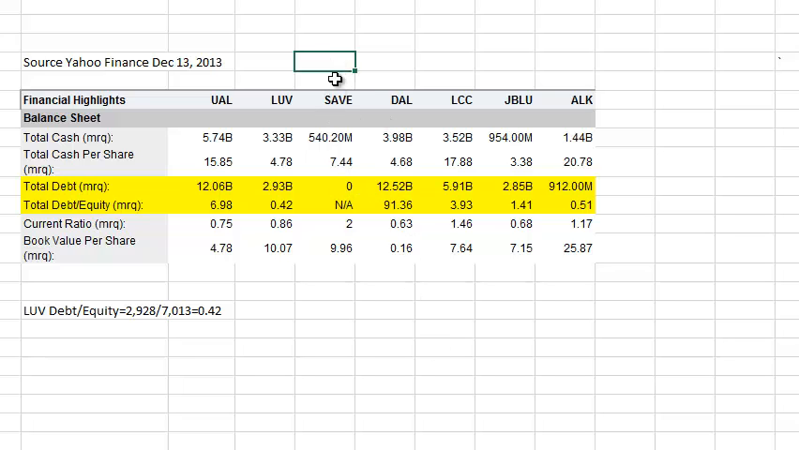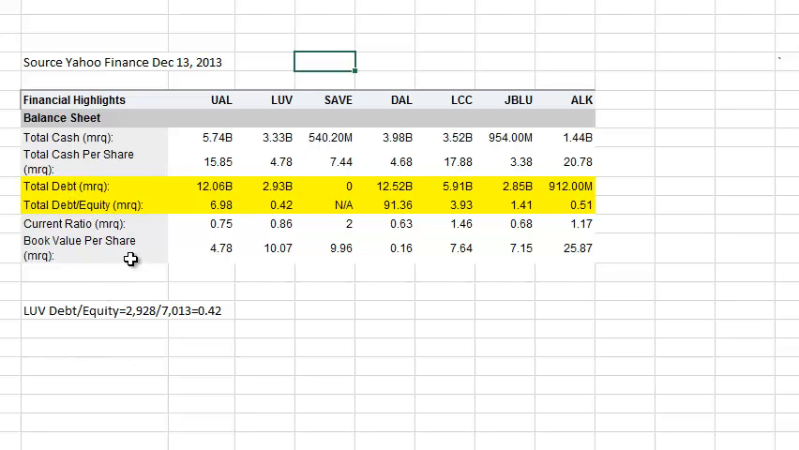The two really interesting examples here, I think, are Delta and Spirit. We're going to do a little more investigation on those two airlines because, gee, Spirit looks fairly anomalous here, doesn't it? And Delta has a very high level of debt. Well, let's look at one other metric before we go into these other airlines, and that's called the debt to equity ratio.